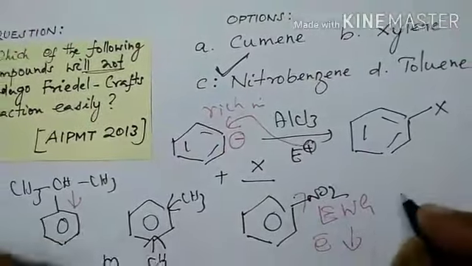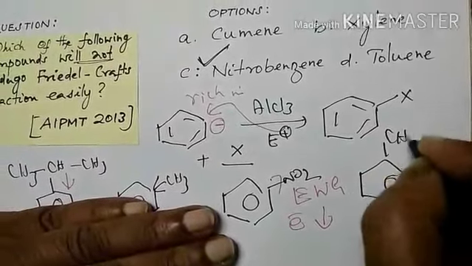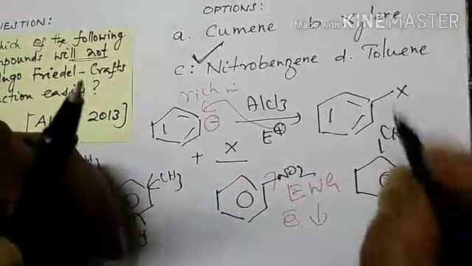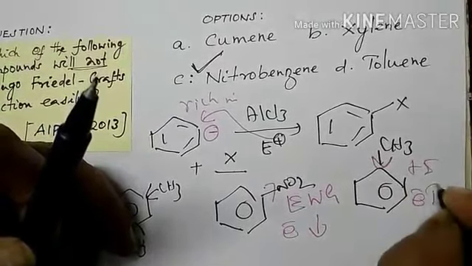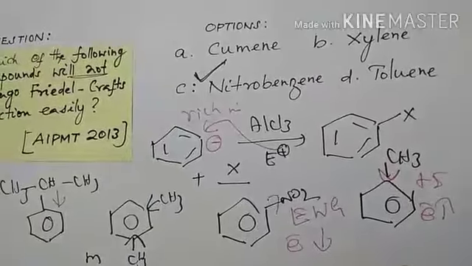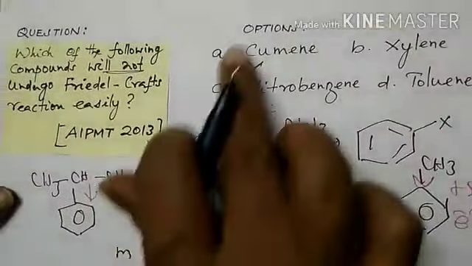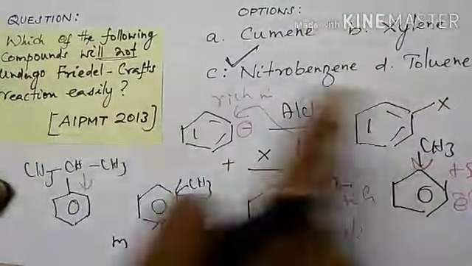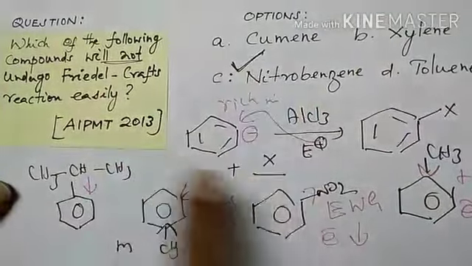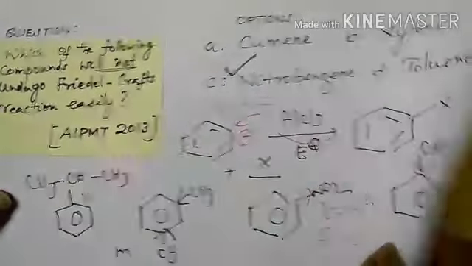Let us go and see what is happening in the toluene. We know toluene has one methyl group. The nature of a methyl group is electron plus I. Electron density increases, so it is also favoring. So for this what you require is knowledge of structure. So your answer is nitrobenzene, which is not favoring Friedel-Crafts because it is an electron withdrawing group. Question is very simple. NEET 2013.